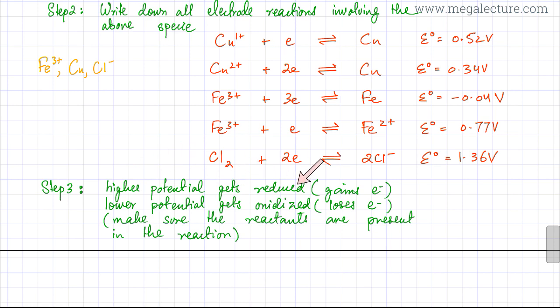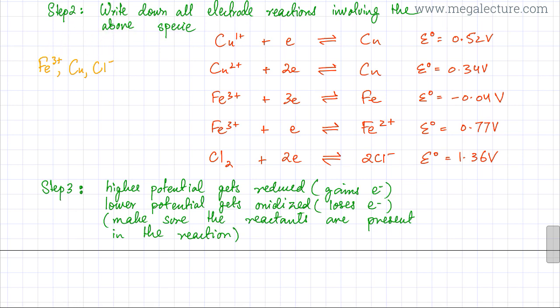The higher potential always has a tendency to get reduced. So higher potential is going to gain electrons, whereas the lower potential is going to get oxidized and lose electrons. And I need to make sure that the reactants are present in the reaction. I have 3 reactants, Fe3+, copper, and Cl-. So if anyone gains or loses electrons, it's going to be any of the 3 that are shown over here.